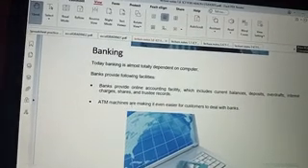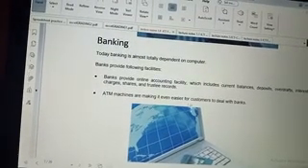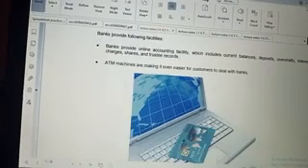ATM machines are making it even easier for customers to deal with banks. People can use their cards, then they go into the ATM machines. They can withdraw a certain amount of money in their account. So that's how the computer is used in the banking world.